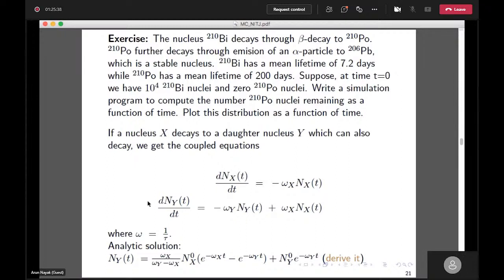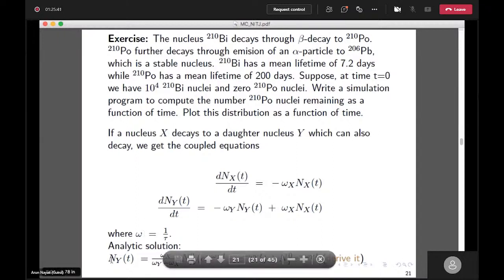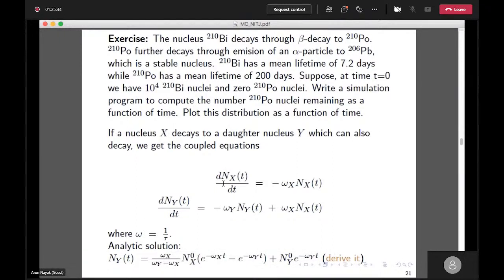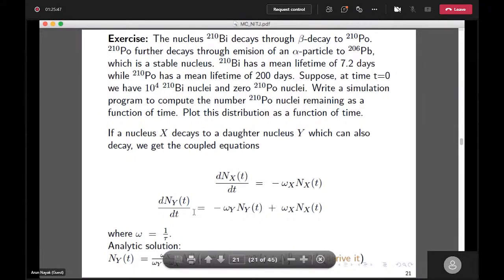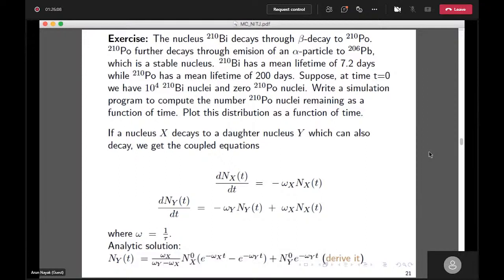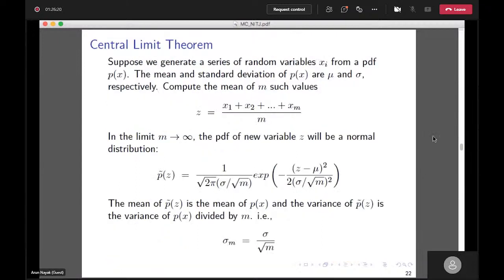In fact, you can also calculate an analytical solution for this. So you will have this coupled equation for two nuclei, and then if you solve it, you will get this kind of analytical solution for finding the number of polonium nuclei at a given time t. And you can do this similar kind of simulation to see whether it matches your analytical solution. You can do it. If you cannot, you can ask me. I have a small piece of Python program I can give you to check.